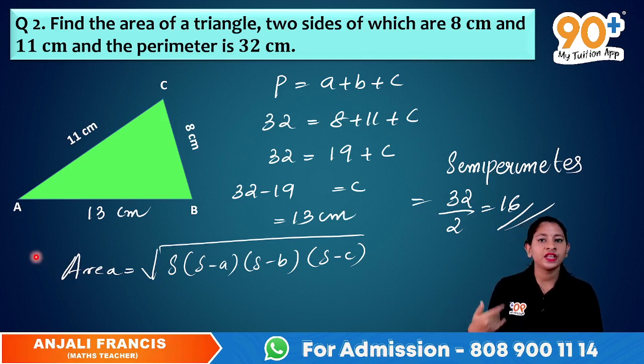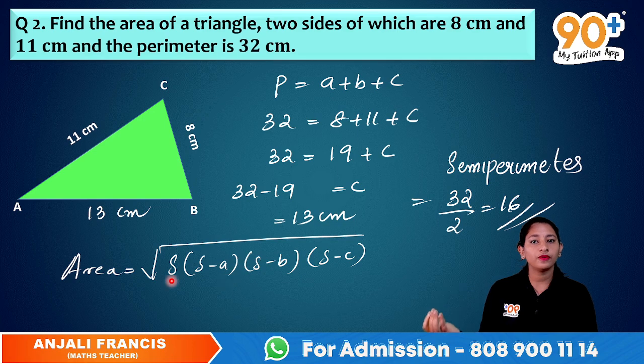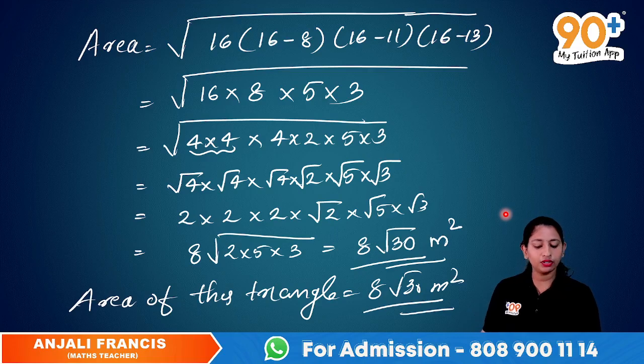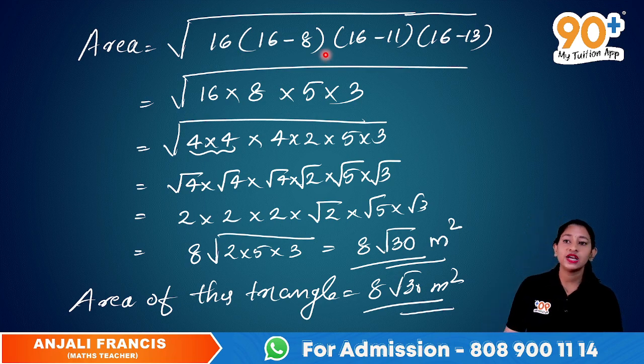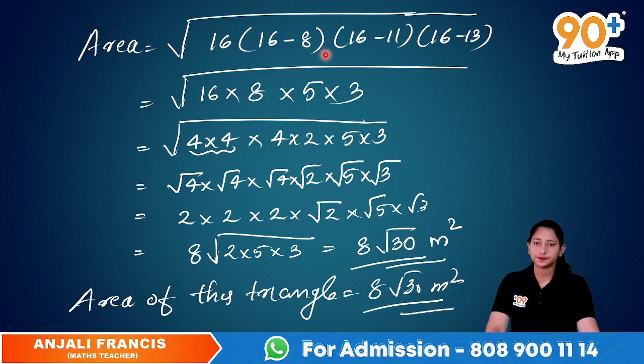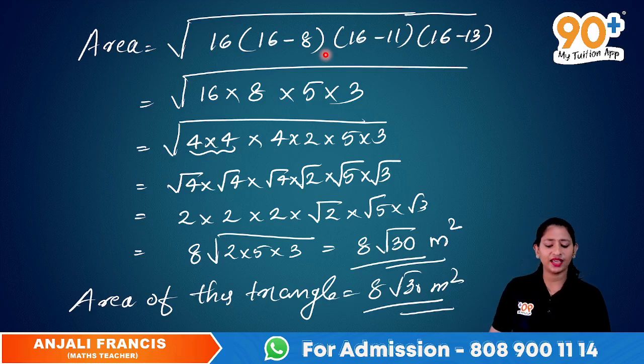Then we are just finding the area for what? We should find the semi-perimeter. So S is equal to 32 by 2 which is equal to 16 കിട്ടി. അതാണ് നമ്മുടെ semi-perimeter. Then here we are moving on to area is equal to root of 16 into 16 minus 8 into 16 minus 11 into 16 minus 13. അപ്പോൾ 16 minus 8 it will be 8. 16 minus 11 it will be 5. 16 minus 13 it will be 3.